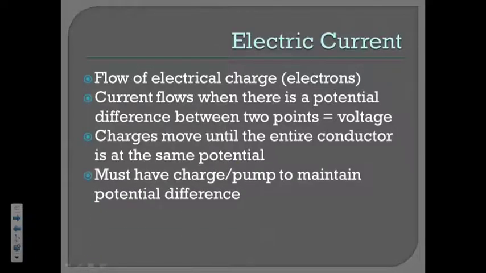Alright, so you must have some sort of charge, or what you could call a pump, like when you're pumping air or something. So some sort of movement to maintain a potential difference. There needs to be some sort of charge on the battery to keep that potential difference so that the battery can maintain its voltage. And we measure electrical current in amperes, shortened amps, represented with the letter A.